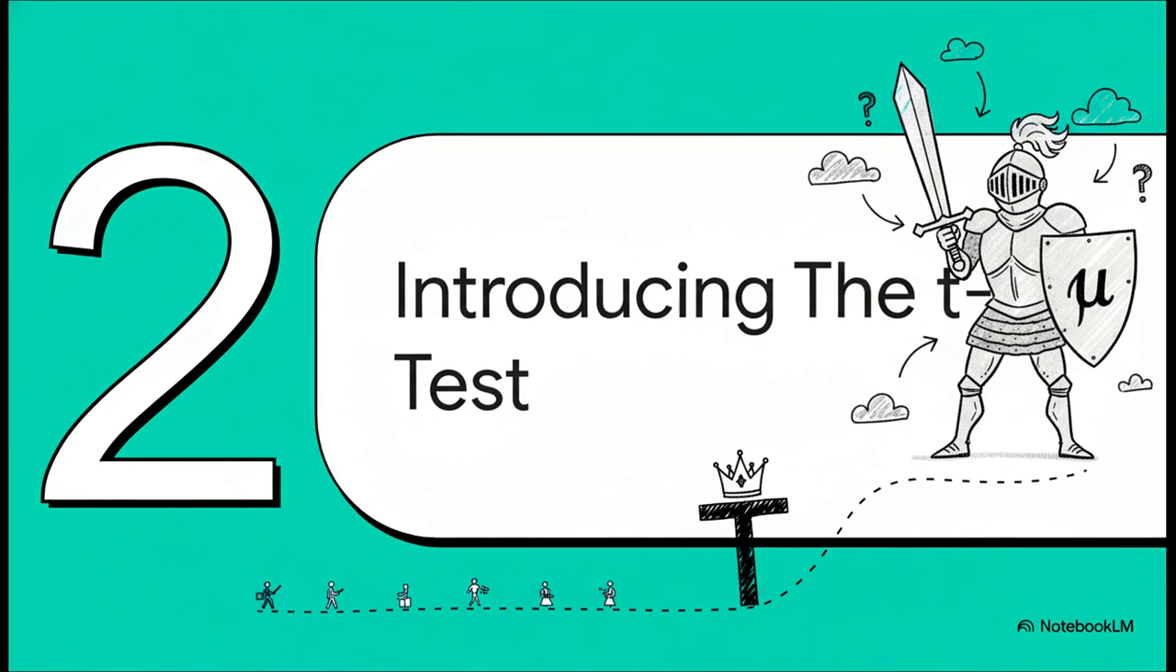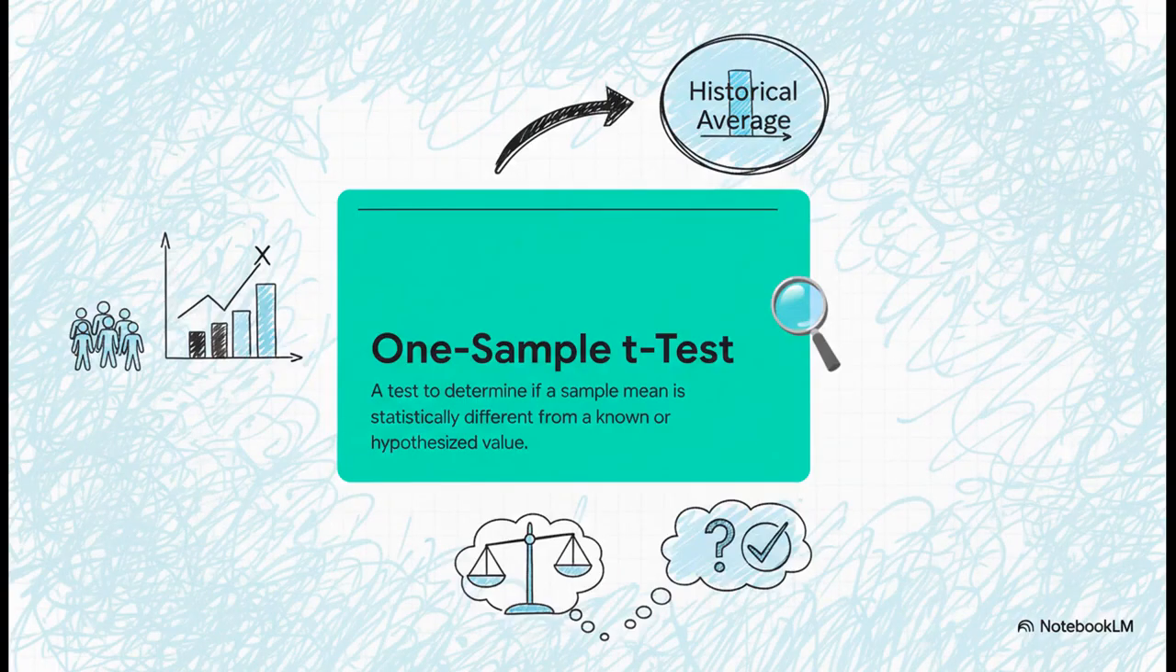Well, this is where our hero tool comes into the story. To solve this mystery, we need the one sample t-test. It is designed for exactly this kind of situation. So what is it? Put simply, a t-test lets us compare the average from our small sample, our 12 students, to that known, established value, which in our case is the old average of 28. Its whole job is to tell us if the difference we're seeing is big enough to be considered statistically meaningful.